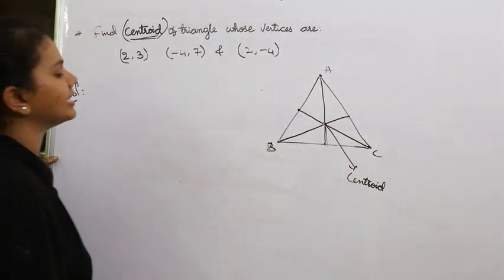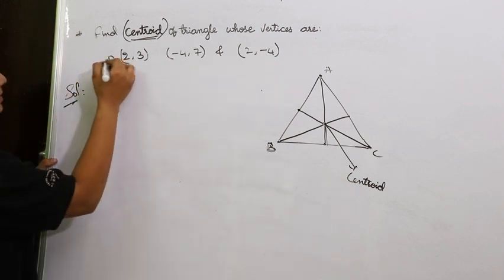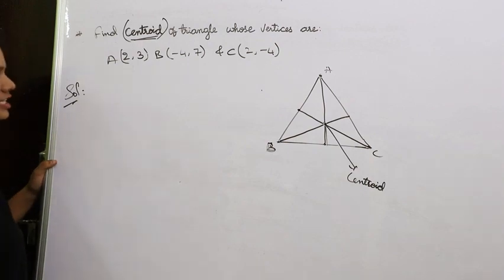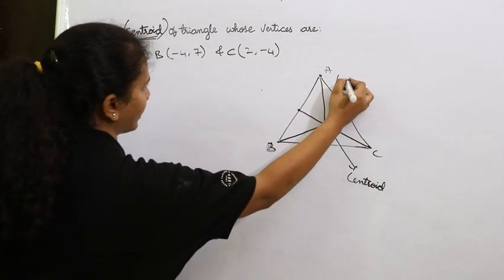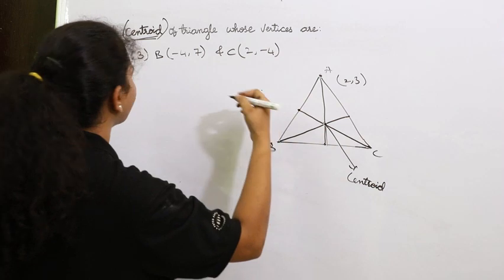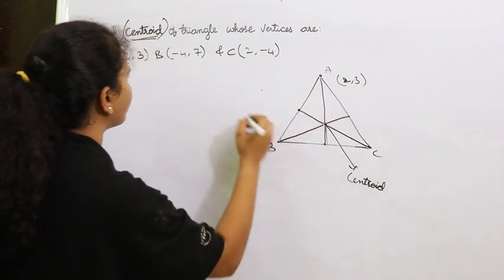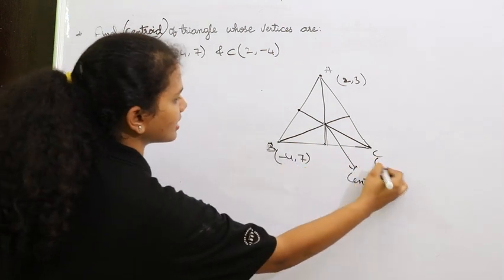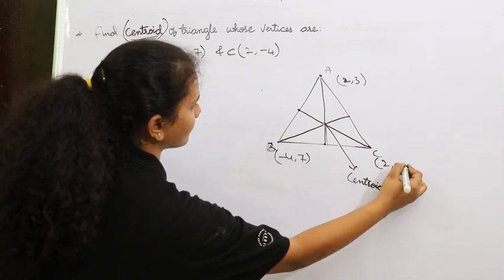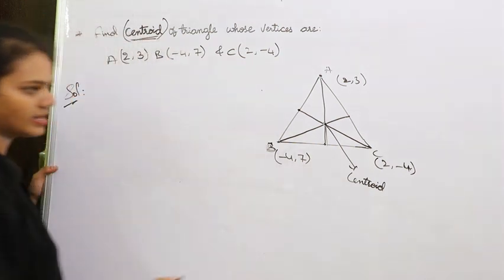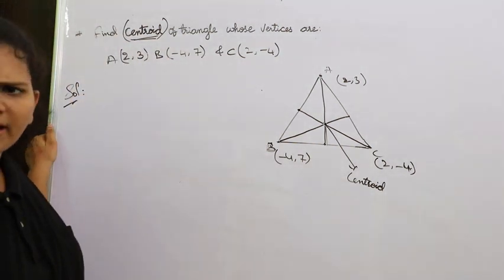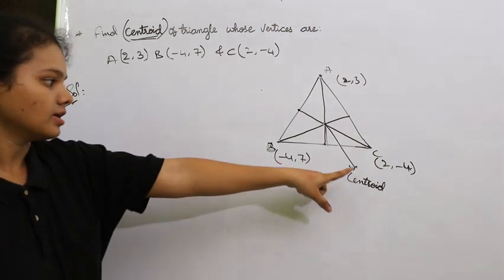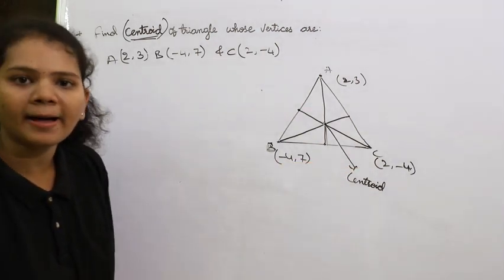We call that the centroid. Okay, let this be A, let this be B, and let this be C. So A is equal to 2, 3. B is equal to minus 4, 7. And C is equal to 2, minus 4. Clear? A is 2, 3, B is minus 4, 7, and C is 2, minus 4.